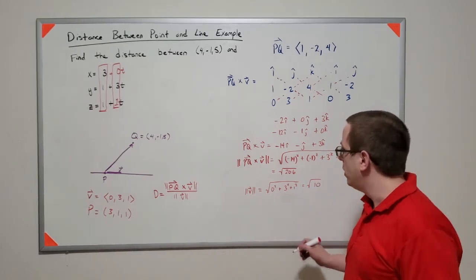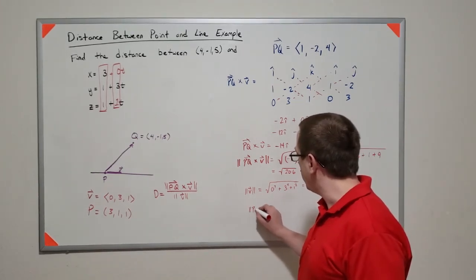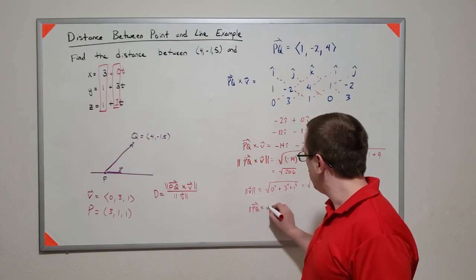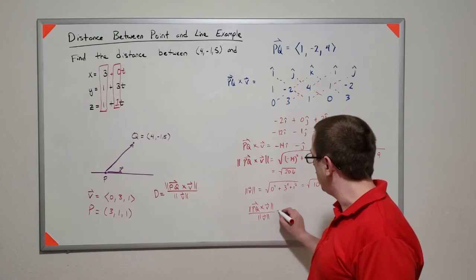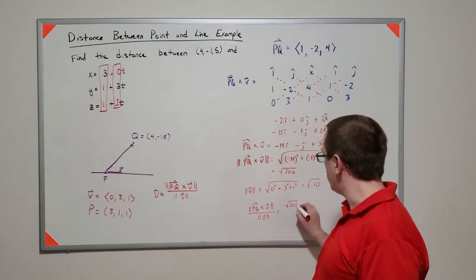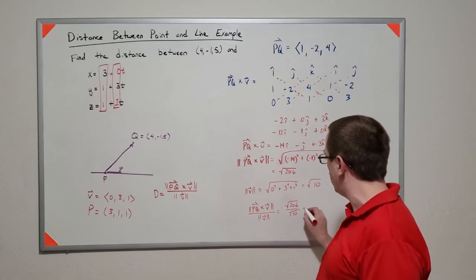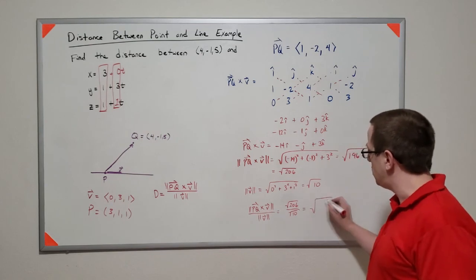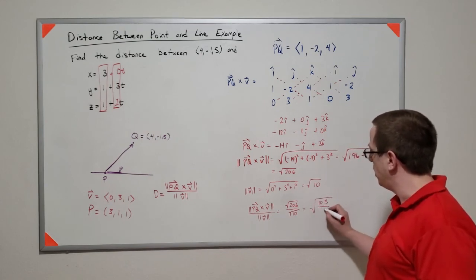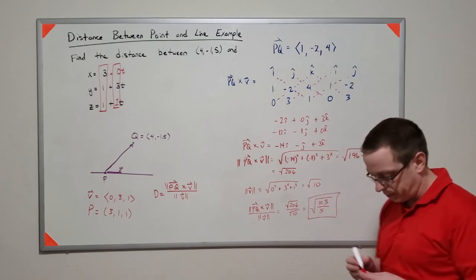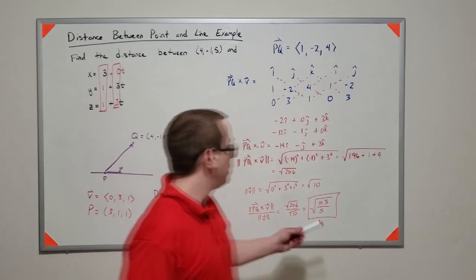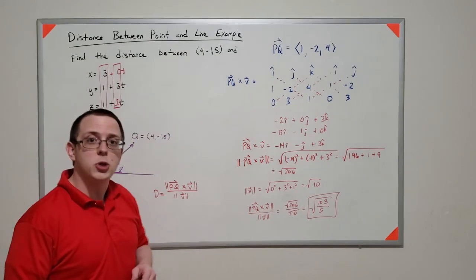That's simple enough. So that tells me that my final answer, PQ cross V over the magnitude of V, is square root 206 over square root of 10, which I'm going to reduce to 103 over 5. And that's how we get the distance between a point and a line.